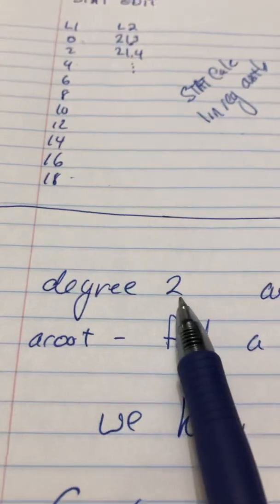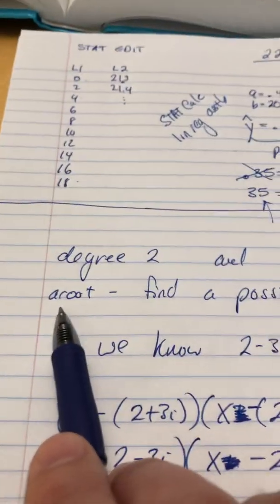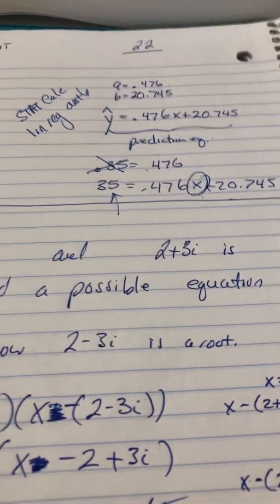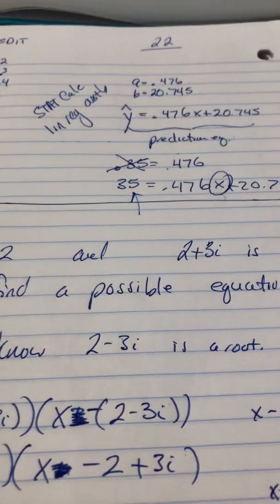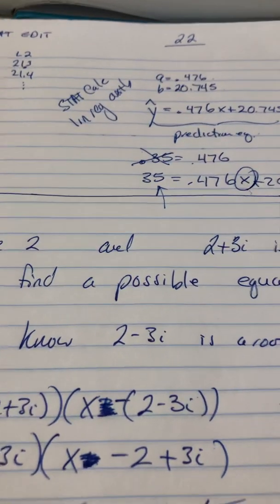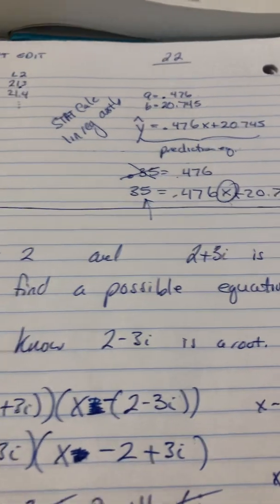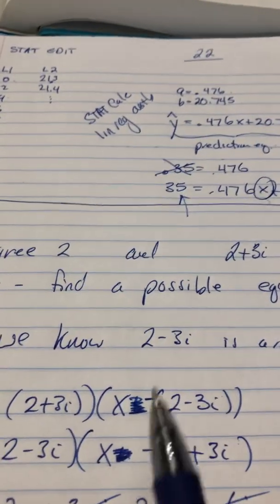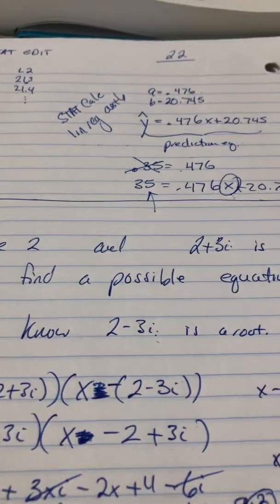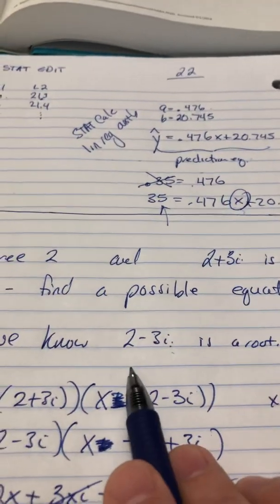Let's talk about the complex problem. Suppose you have a degree of 2, and you're told that 2 plus 3i is a root, and it says, find a possible equation. We're not trying to find the specific equation because we're not given a point. There are actually multiple equations that will generate 2 plus 3i, and then its counterpart, 2 minus 3i, as a root. We know that these always come in pairs, and it's the conjugate that is its other root.